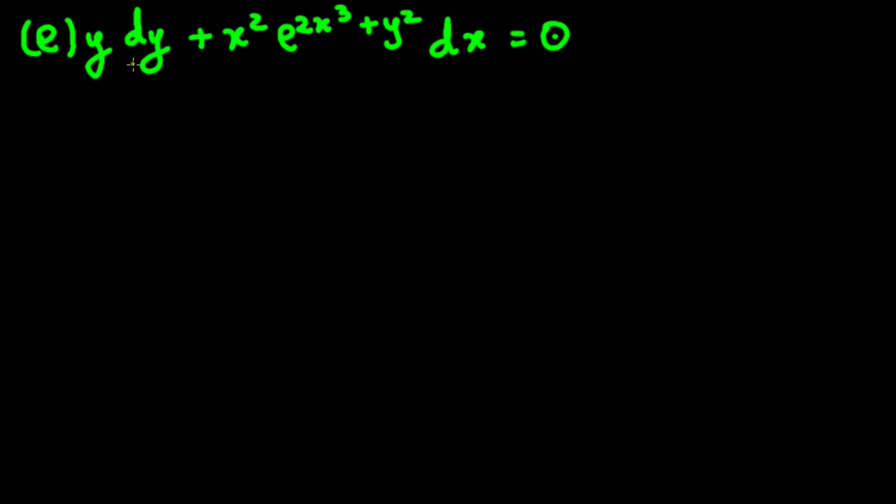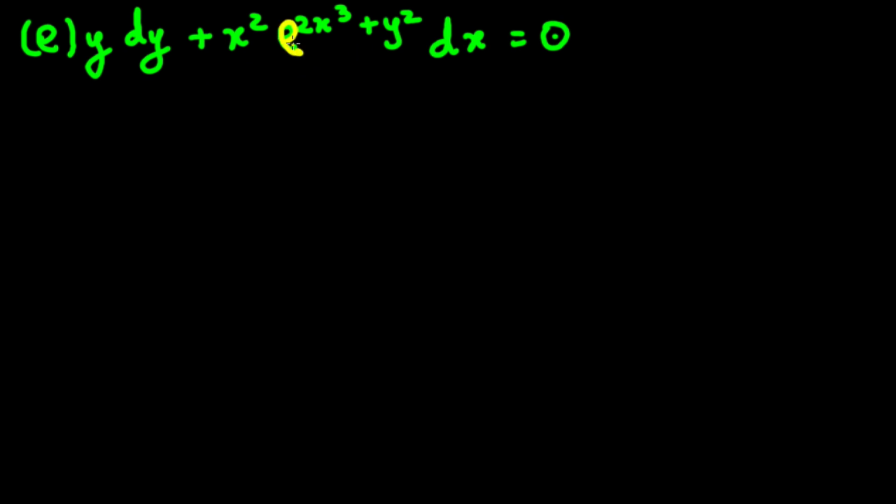Here we have y dy plus x square e power 2x cube plus y square dx is equal to 0. This is a separable differential equation. This is not obvious. Now let's see how it's separable. Okay, y dy, y square dx. In a separable equation we have to bring x and y terms together, right? We have to separate y terms to one side and x terms to the other side.